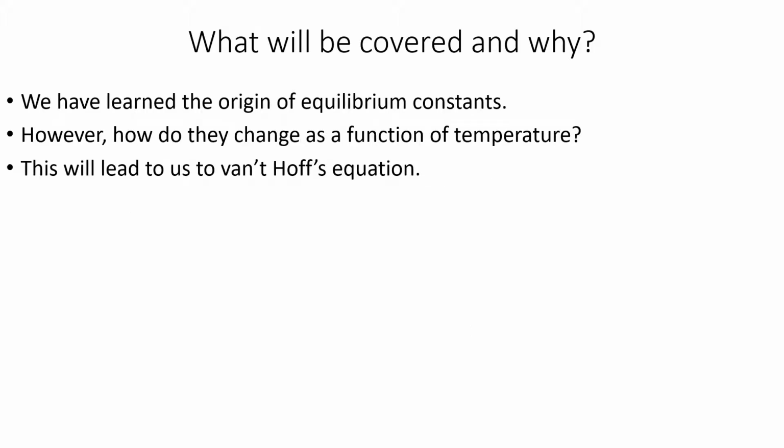What will be covered and why? We have learned the origin of equilibrium constants. However, how do they change as a function of temperature? Temperature is something that we can control. It is easily controllable, easily measurable, and a very powerful variable to use to investigate chemical reactions. So it's very important to then see how an equilibrium constant, which is ubiquitous throughout chemistry, behaves as a function of temperature. And this will lead us to Van Hoff's equation.